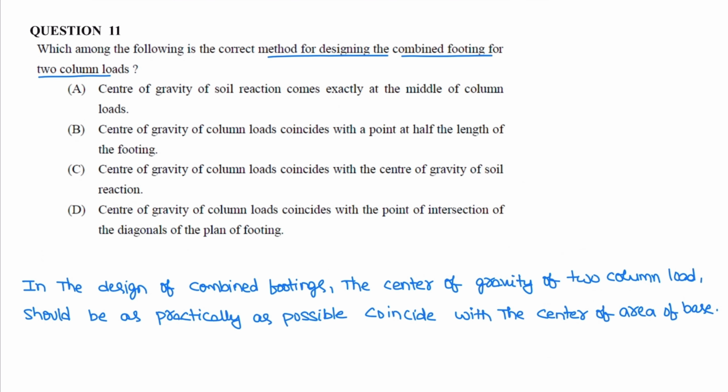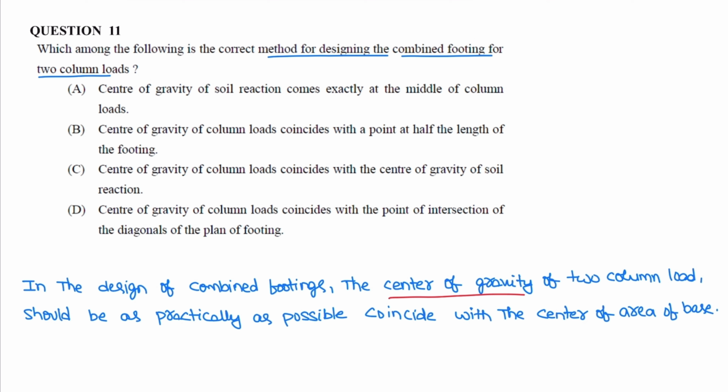Next question. Which among the following is a correct method for designing a combined footing for two column loads? In the design of a combined footing for two column loads, the center of gravity of the two column loads must, as far as practically possible, coincide with the center of area of the base.